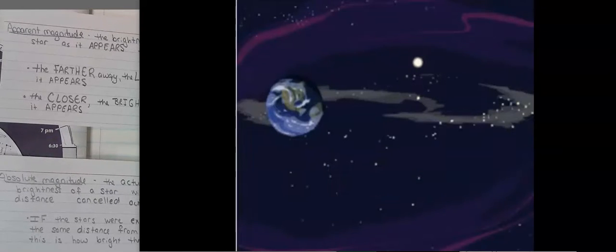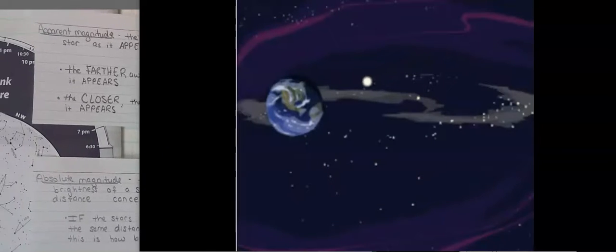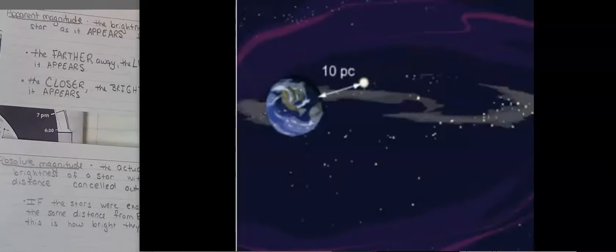This is equal to the apparent magnitude if the observed object were placed at a distance of 10 parsecs from the Earth.